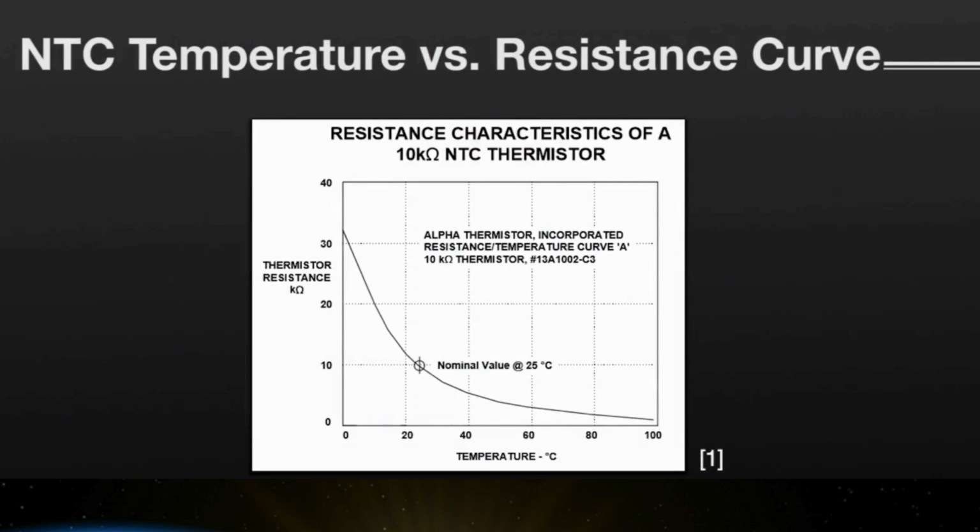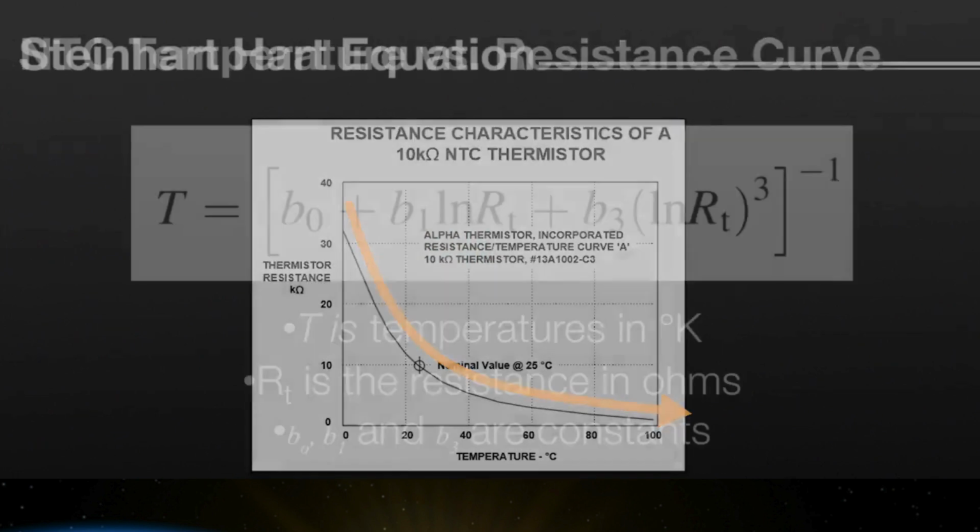Now it's time for a theory lesson on thermistors. Shown here in this graph is the resistance versus temperature curve for a typical NTC thermistor. The base resistance is 10,000 ohms at 25 degrees C, and the resistance drops by a stunning 4 orders of magnitude when the temperature increases by only 100 degrees C.